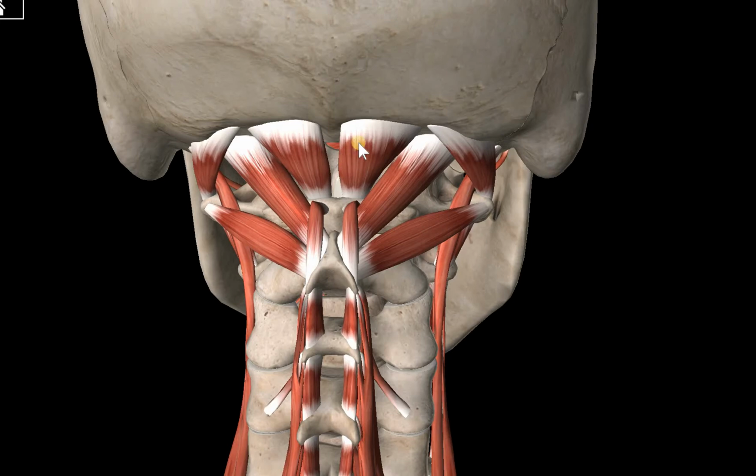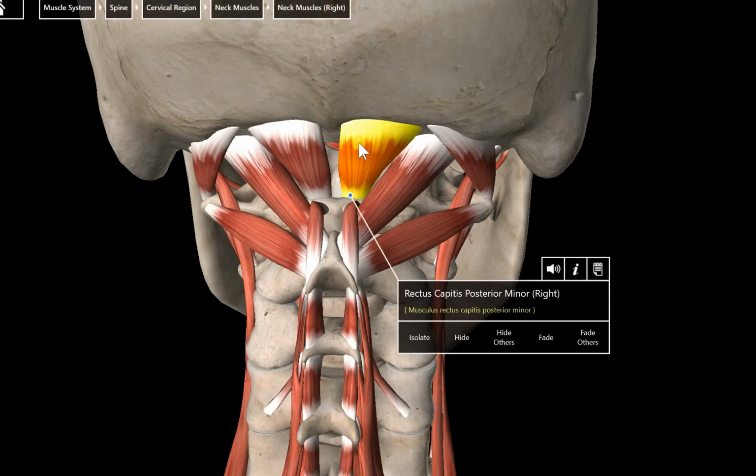Okay, let's start with this one. This is the rectus capitis posterior minor. Okay, so there's a clue here. Once you have a minor listed, that also means you have to have a major. If you have a superior muscle, that means you have to have an inferior muscle. All right, so rectus capitis posterior minor.